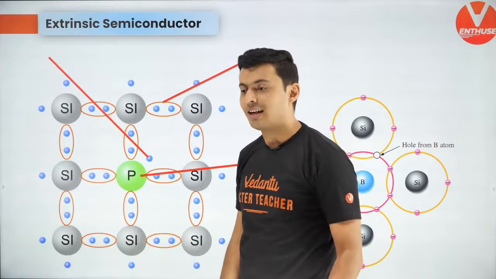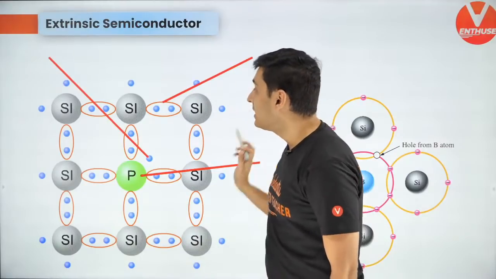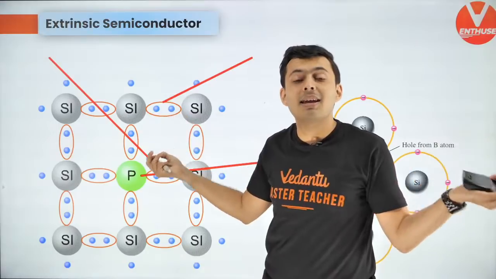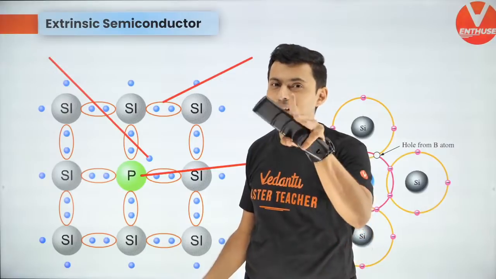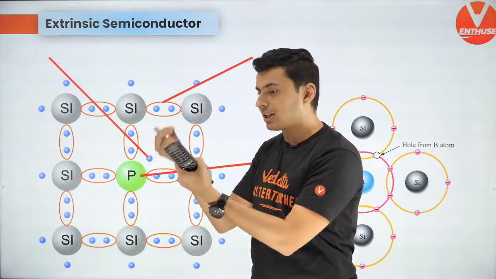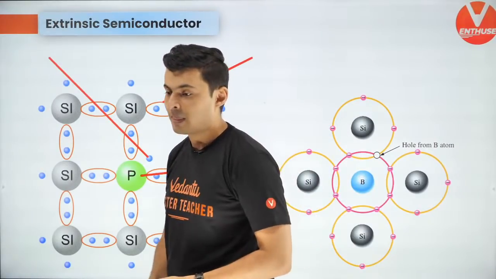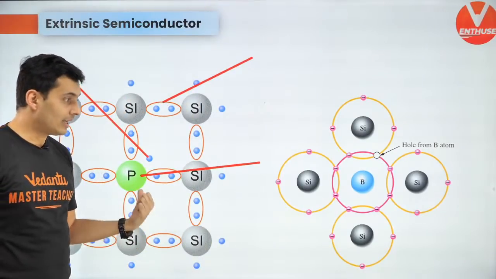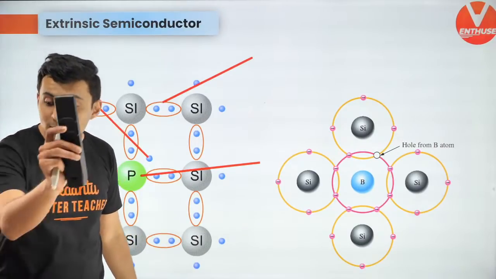Correct. Understood, guys? So, I'll repeat again. N-type is not negatively charged. It just has an electron available freely. Understand the difference. An N-type is neutral, just that an electron is available freely. Understood? This is a common misconception. There is an extra positive on the nucleus. This is phosphorus, not silicon.